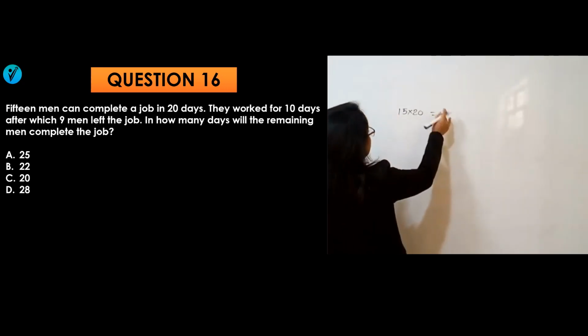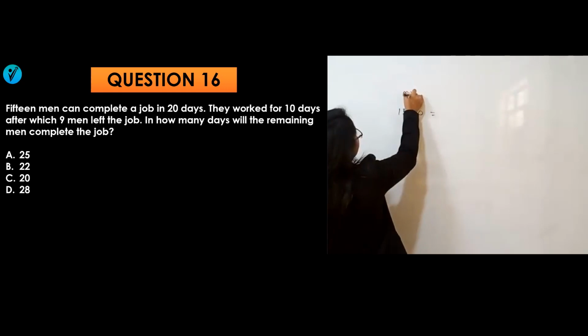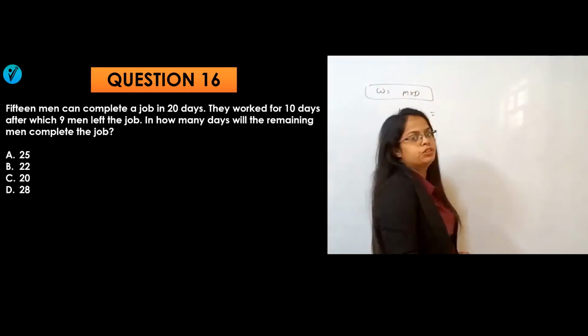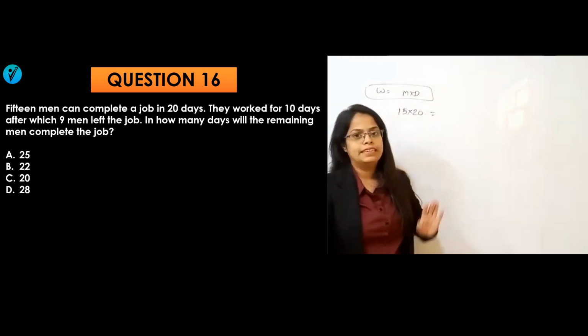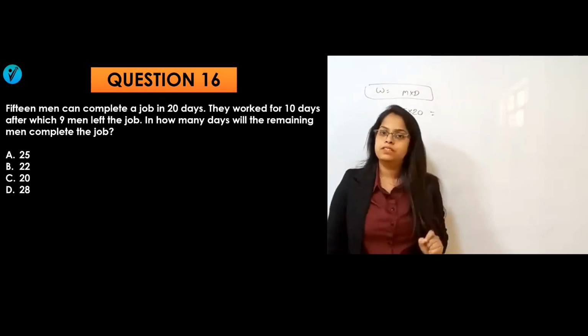But the same work done by what? They work for 10 days. That means those 15 men into 10 days, right? Work is equal to what? Number of manpower into number of days. If hours are given, we take the hours also. So number of men are 15, days required 20. This was the total work.